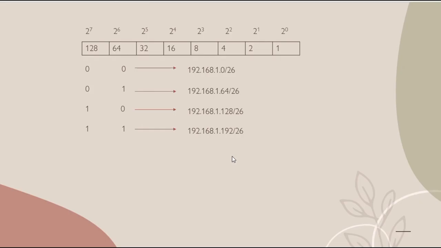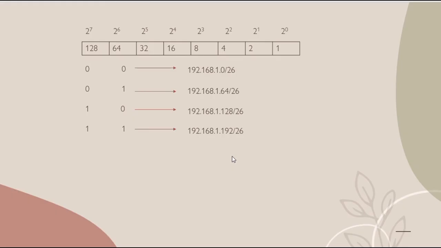The next possibility, 01, contains a positive value present in 2 power 6, which is 64. So the IP address is 192.168.1.64/26, which is allocated for the second subnet. The next possibility is 10. Here the positive value is present in 2 power 7, which is 128. So the IP address is 192.168.1.128/26, which is allocated for the third subnet.